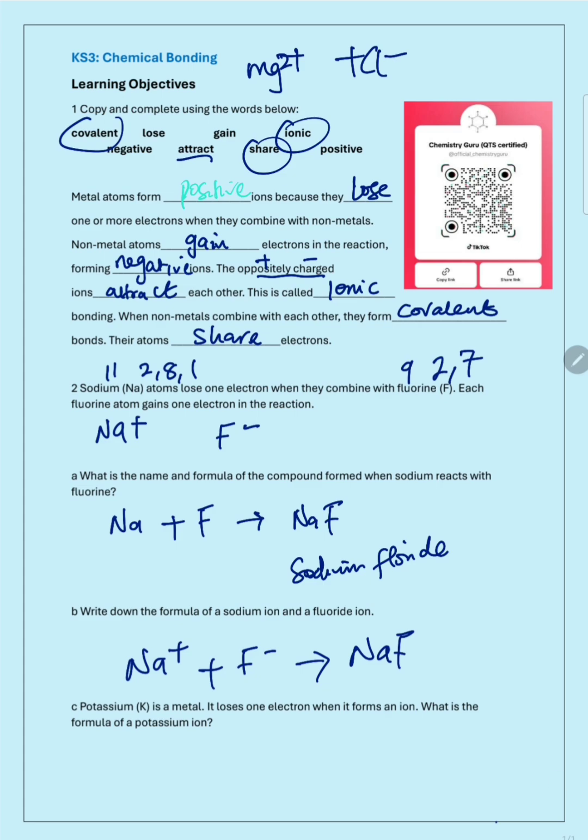Potassium is a metal and it loses an electron when it forms an ion. Potassium has atomic number 19. So the electronic configuration for potassium will be 2,8,8,1. If it tends to lose this electron, it means it's going to have more protons than electrons. So that means it's going to be K+, because it's losing just one electron. So what is the formula for the potassium ion? That is the formula for potassium ion, K+.